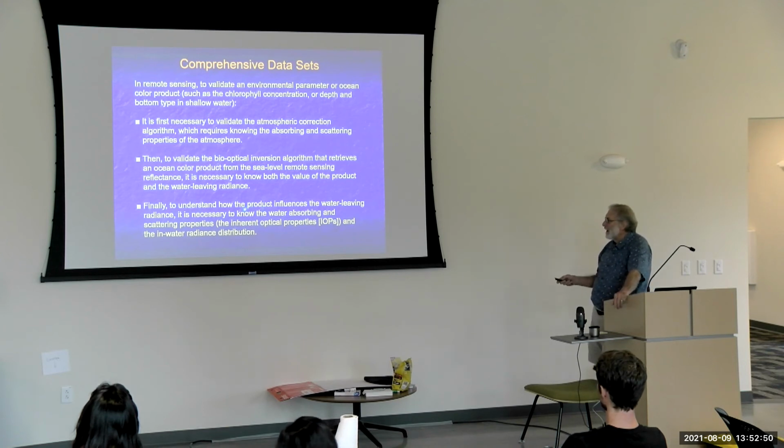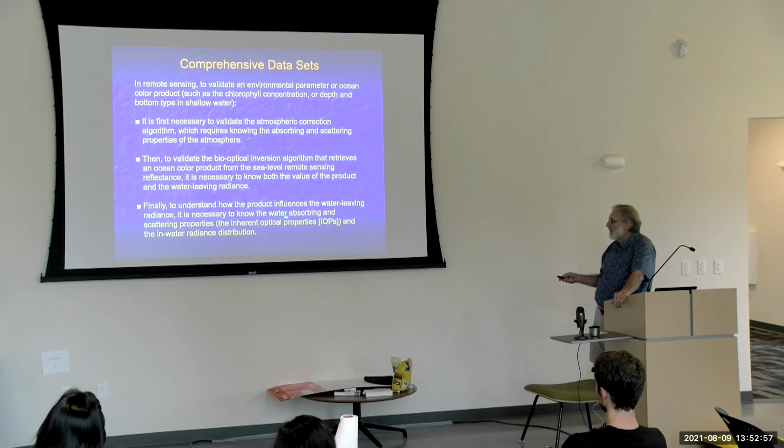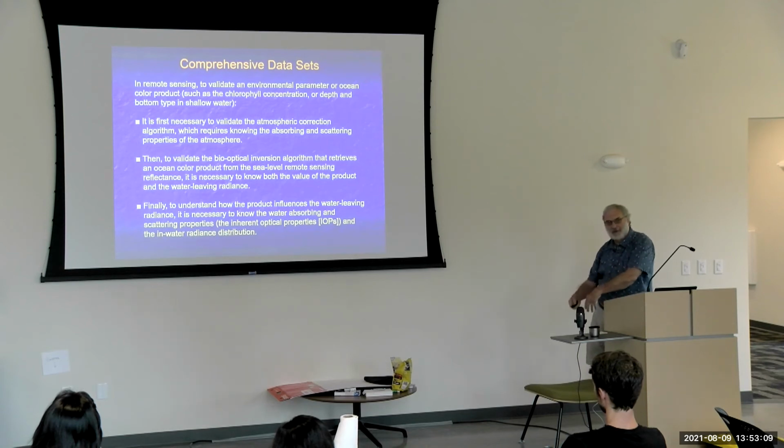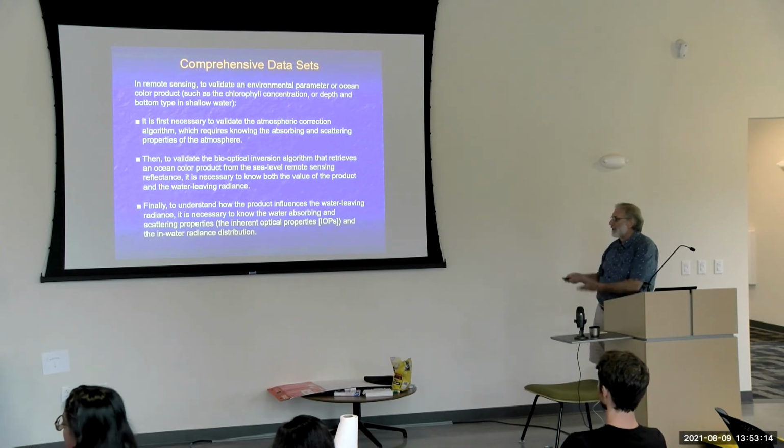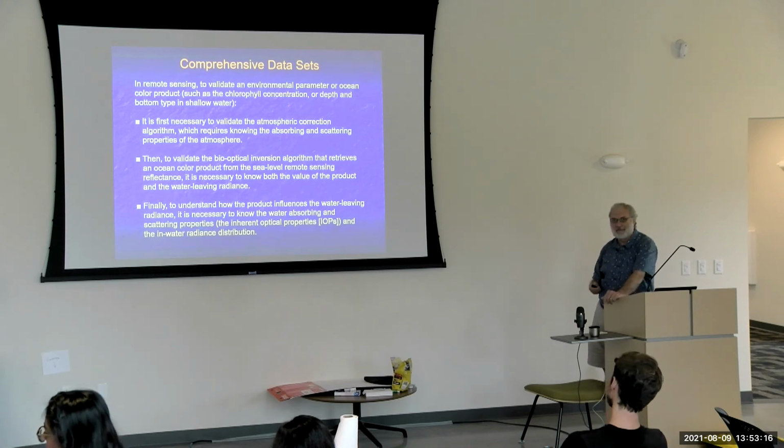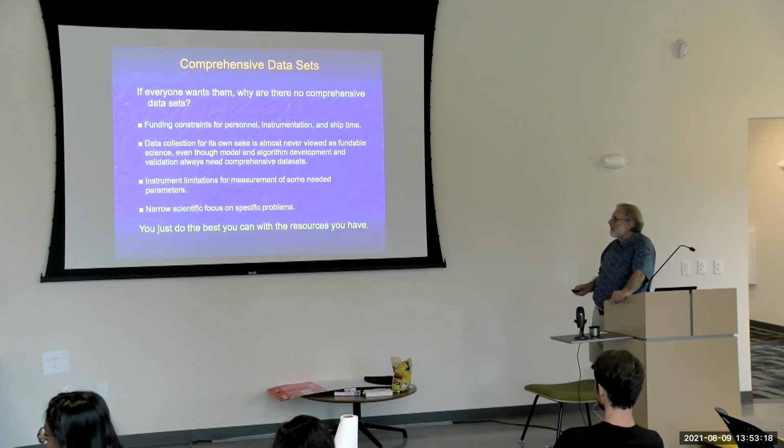You need to know how what's going on in the water influences the radiance. So you need to know water absorbing and scattering properties, that is the IOPs. And then if you measure the in-water radiance distribution, well, then you could run Hydrolight for the water part, see what kind of agreement you get there. It's going to give you a water leaving radiance, which is then going to propagate back up through the atmosphere.